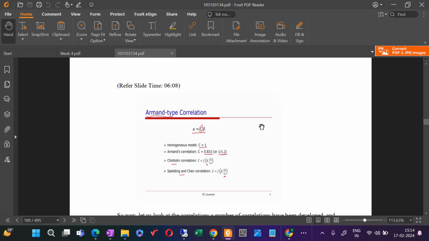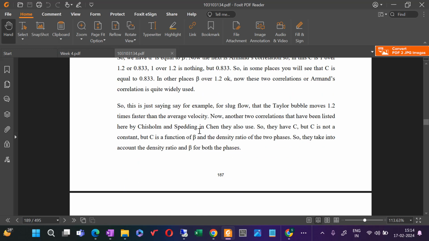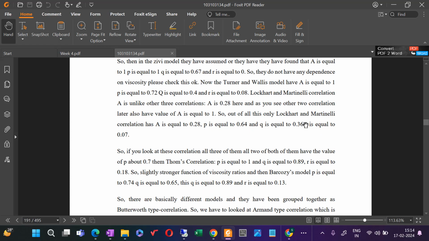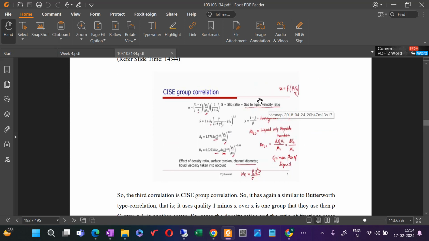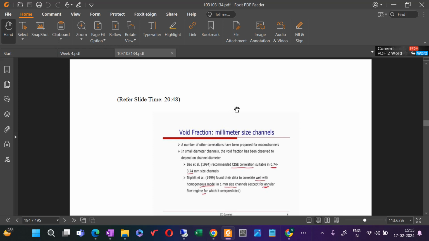this particular slide explains that. See, various Armand type correlations had these different sub correlations, and then we have the Butterworth type correlation. The Butterworth type correlation involved some other factors which have been taken into account, like the ratio of the density and the viscosity along with the quality. Then this CISE group correlation again took into consideration the surface tension as well as the channel diameter. So as you progress, you look at different correlations, giving a more realistic picture, and that's the necessity, so that we will be close to the experimental results.